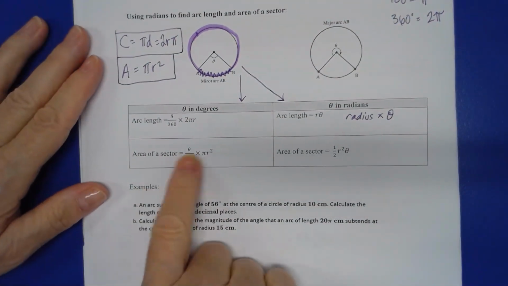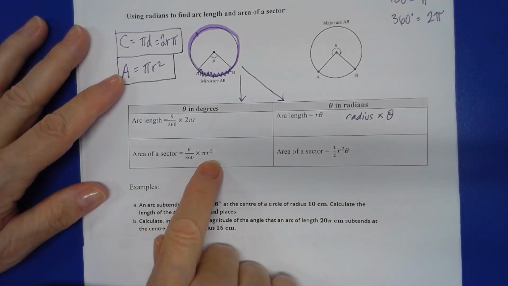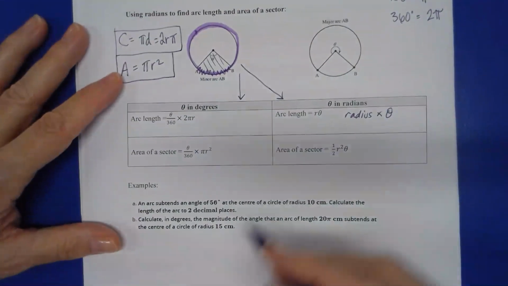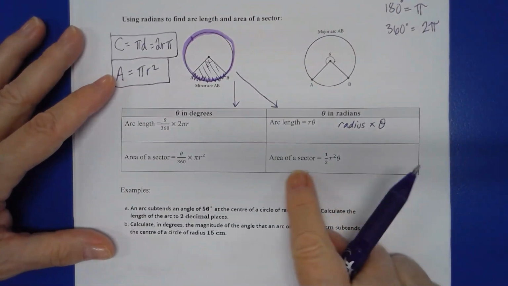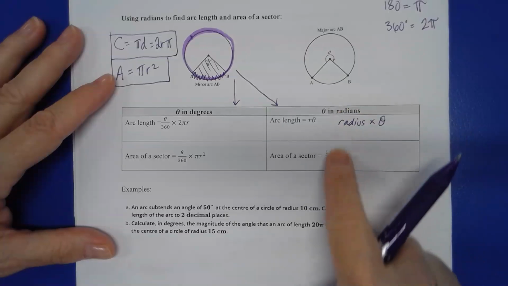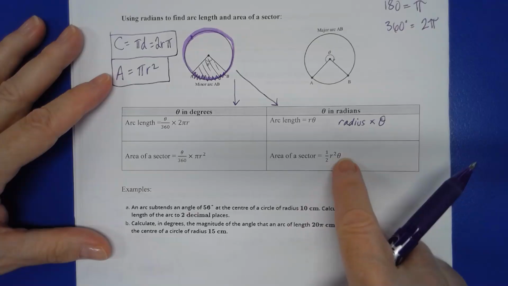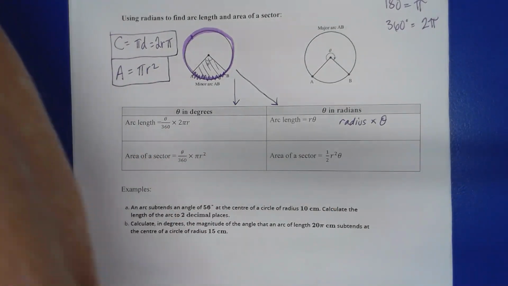And so the area, same way. This is the way we learned when we were little kids, that we did theta over 360 times pi r squared. And that gave us the area inside here, or the area of this big thing. But if I'm using radians, then I do 1/2 r squared theta. Okay, so these formulas are kind of helpful. Don't know if they're in your formula sheet.